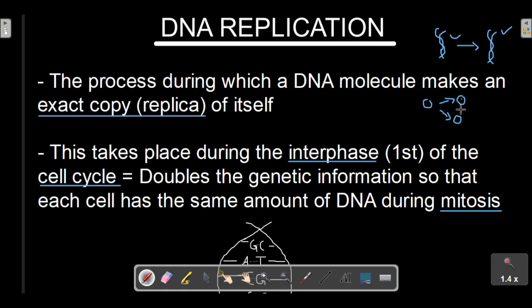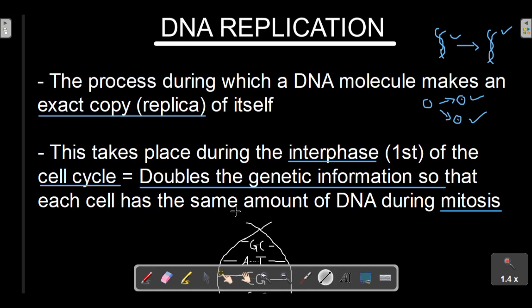And so this has to have the same DNA inside. These have to have the same genetic material, and so DNA replication makes that possible. So it divides such that the resultant daughter cells have the same genetic material, or DNA. So we're saying that it doubles the genetic information so that each cell has the same amount of DNA during mitosis. So this is its significance, or you can say that it is its function.